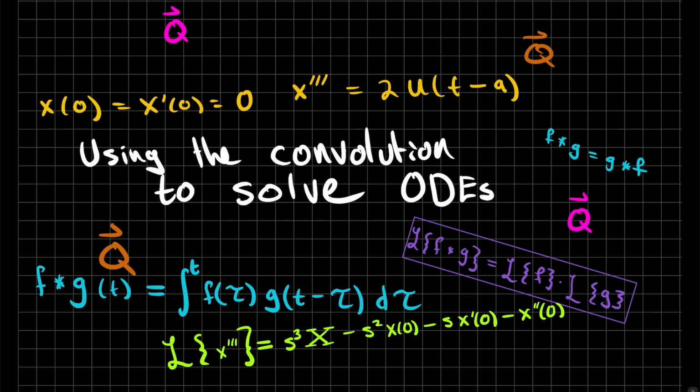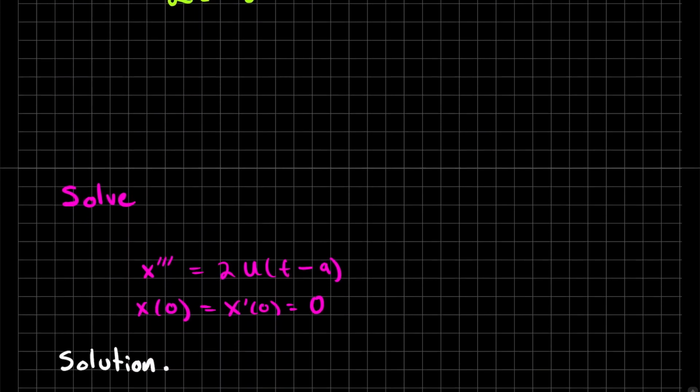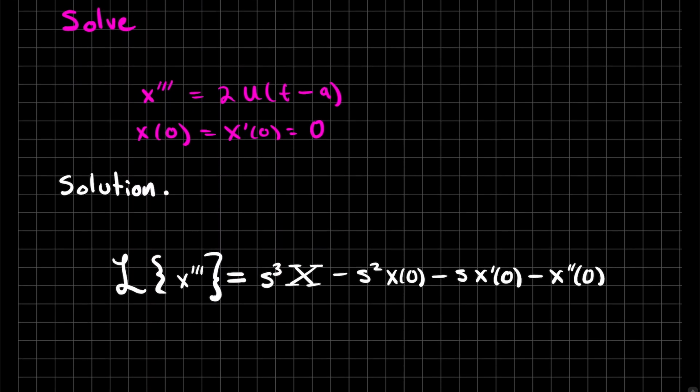So in this episode, we want to focus on how we actually use the convolution to solve an ODE. Last time I defined it for you guys, and we computed the convolution of two functions. Now we're going to look at a concrete example and use it to solve this ODE. In this ODE, we have x to the third power equal to the Heaviside function shifted times 2, and then we have initial conditions.